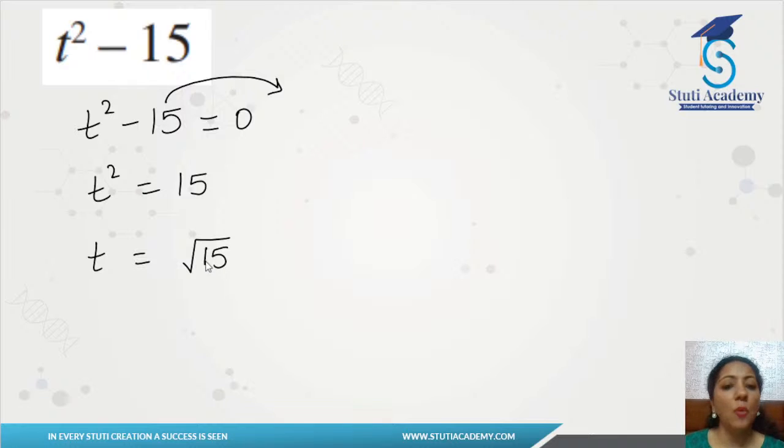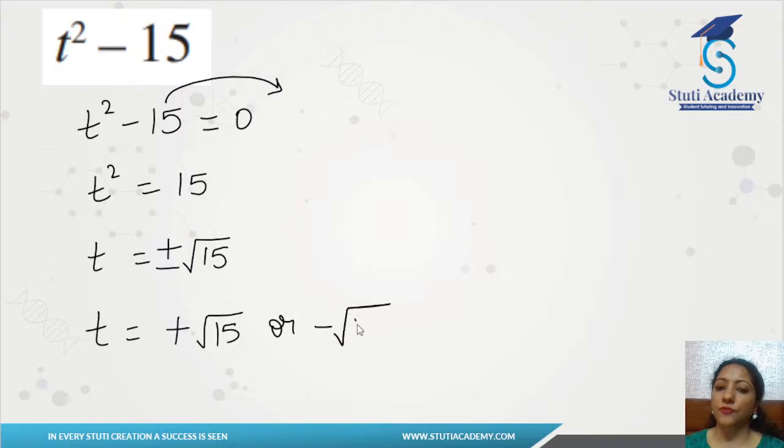This is a very, very common mistake which children make. They only consider the positive root. Please notice, whenever you are taking the square root, consider positive or negative. Because positive root 15 will give you t square as 15. Negative root 15 will also give you t square as 15. So here we have t as positive root 15 or negative root 15. So these are two zeros of the given polynomial.